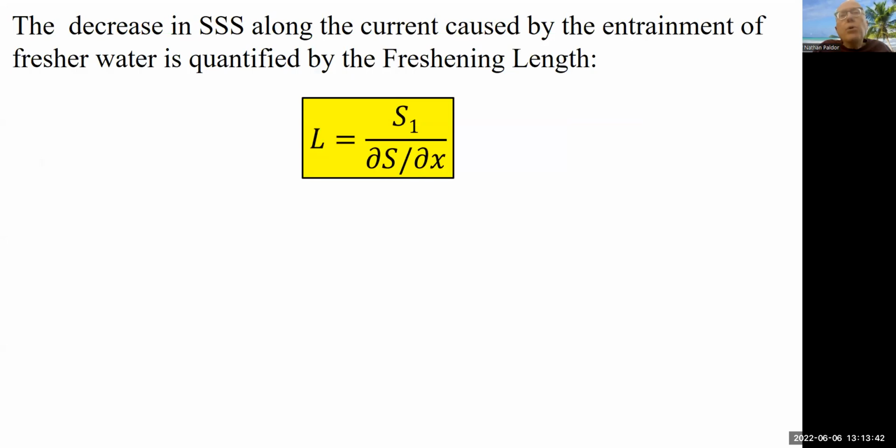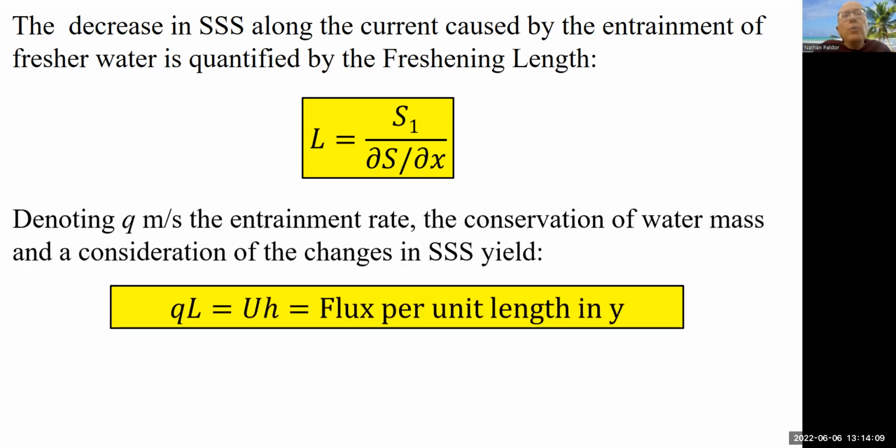The two elements that are important here: due to the entrainment of water, there is a salinity gradient along the current, and we can construct a parameter whose dimension is length by taking the mean salinity in the current divided by the salinity gradient along the current. This is the freshening length that we identify. And when we have the freshening length, we can show, and again I'm not going to go into it, that the entrainment rate of the surrounding water by the current times this freshening length is exactly the flux per unit length in the y direction, in the cross-stream direction.